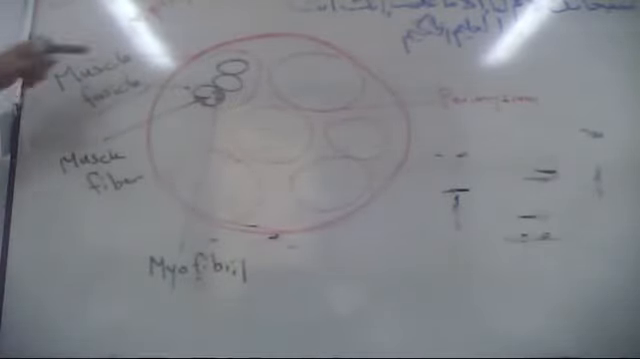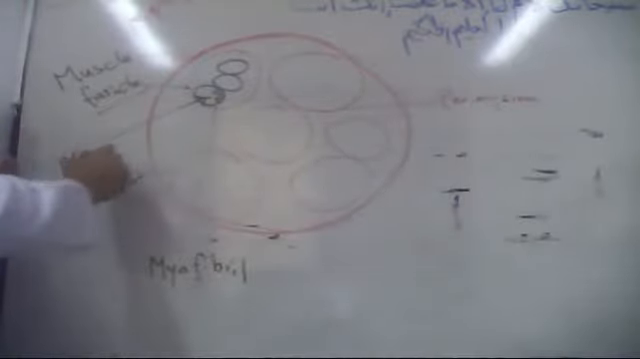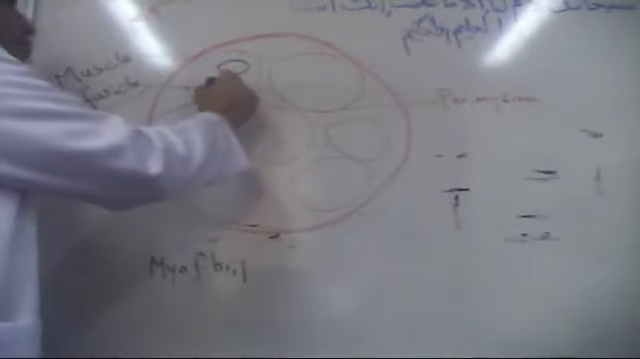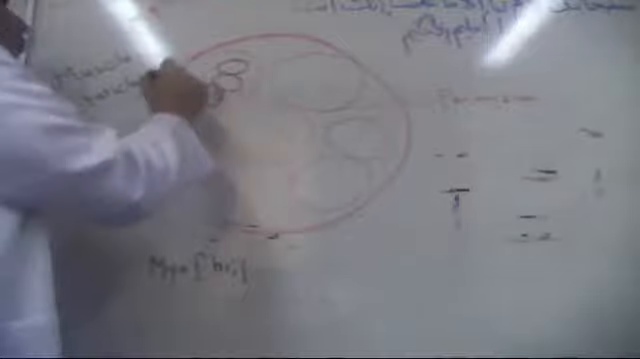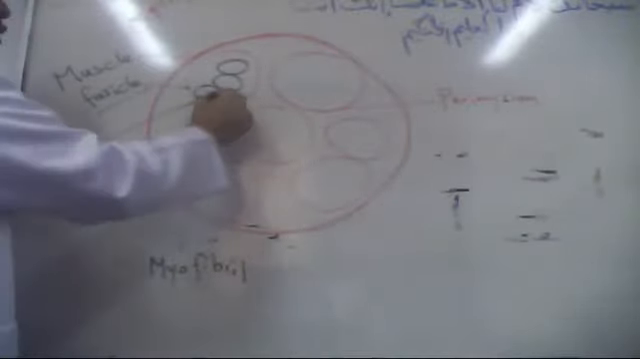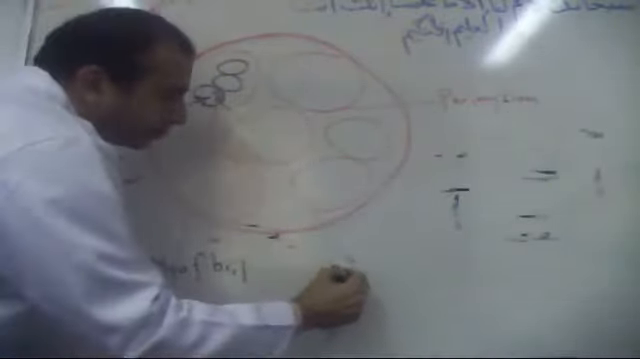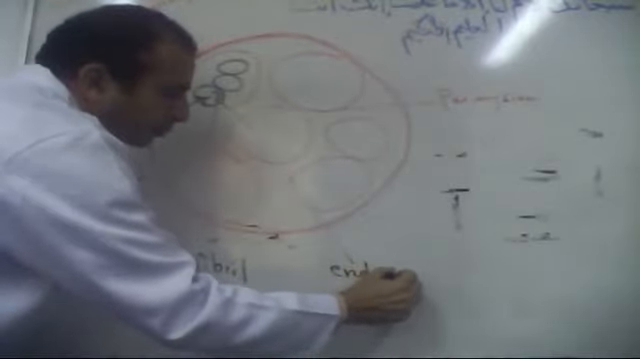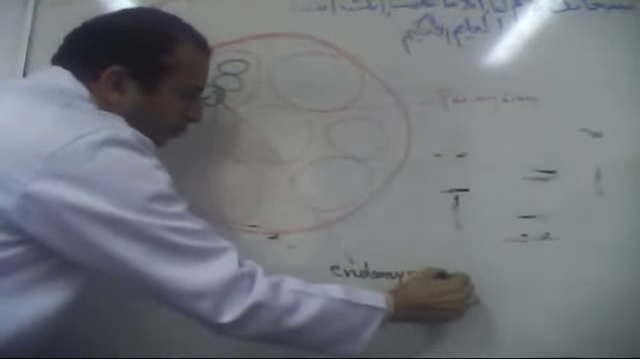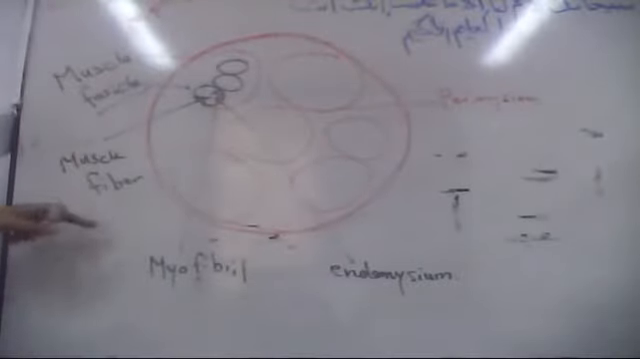So the outer part of the skeletal muscle is covered by the epimysium. The muscle is formed of different muscle fascicles. The muscle fascicles are covered by perimysium. Inside, the muscle fascicles are formed of the muscle fibers. The muscle fibers are covered from outside by something called endomysium. And the muscle fiber is formed from something which is called the myofibril.